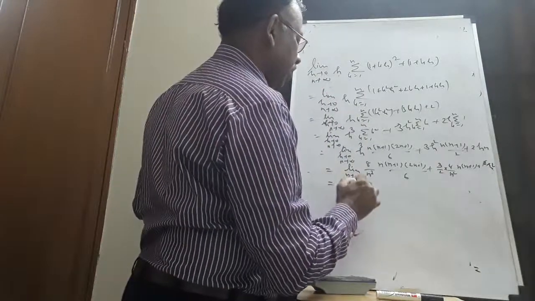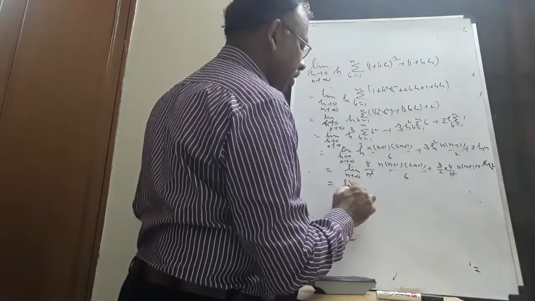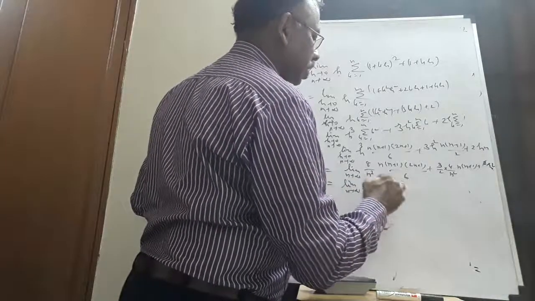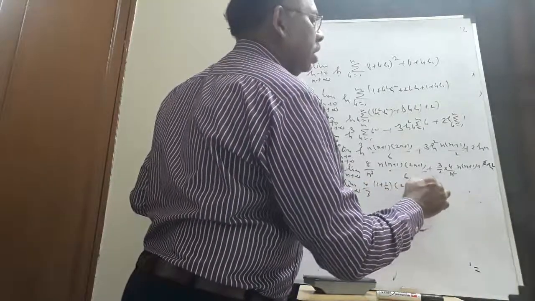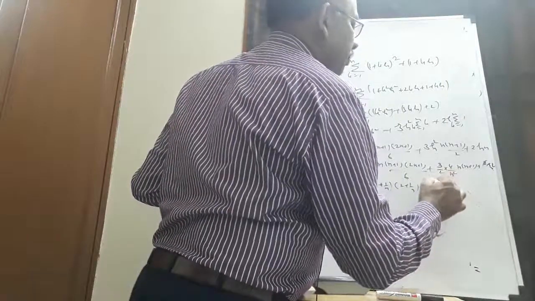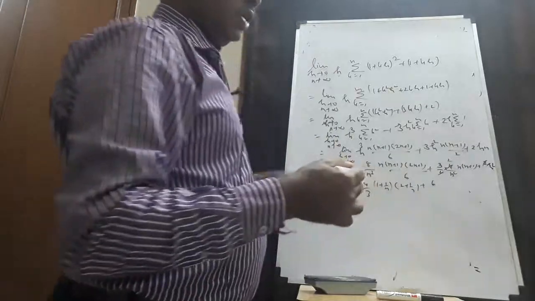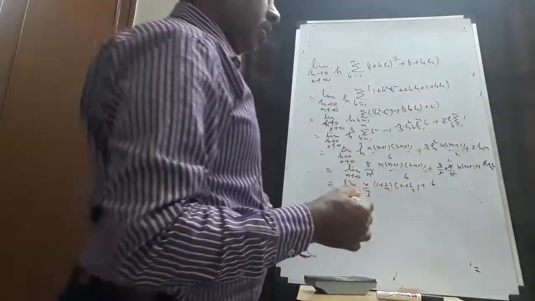Therefore, this is reduced to limit n tends to infinity of 4 by 3 into 1 plus 1 by n into 2 plus 1 by n, plus 6 into 1 plus 1 by n plus 4. This reduced to 6 anyway. Only one 2 gets cancelled. In the previous case I took one more 2 in the denominator. That is a mistake which I made. Sorry. I am extremely sorry.